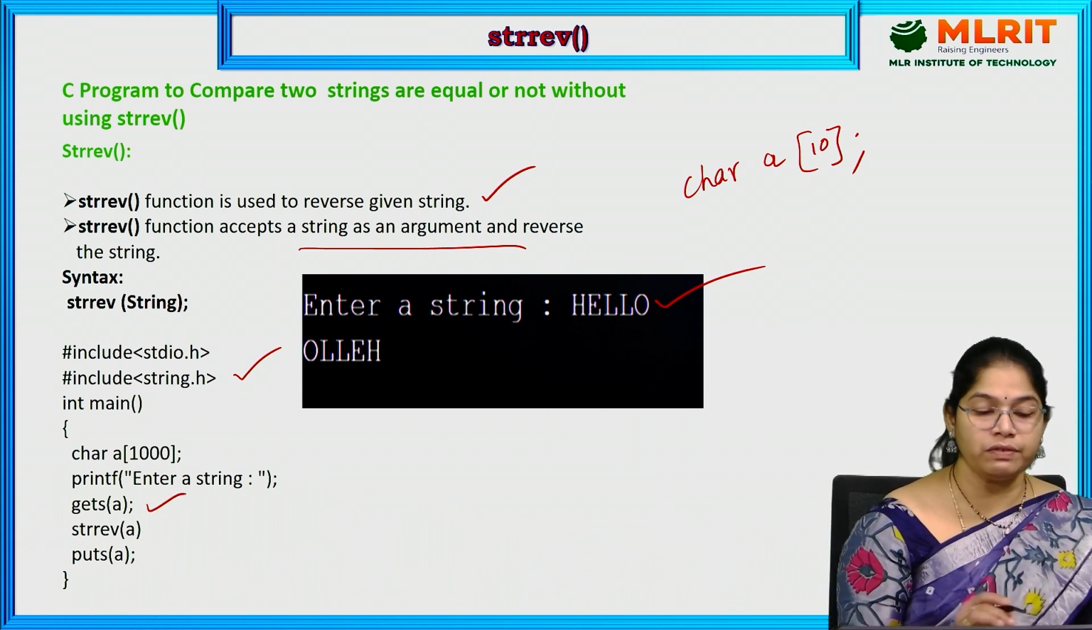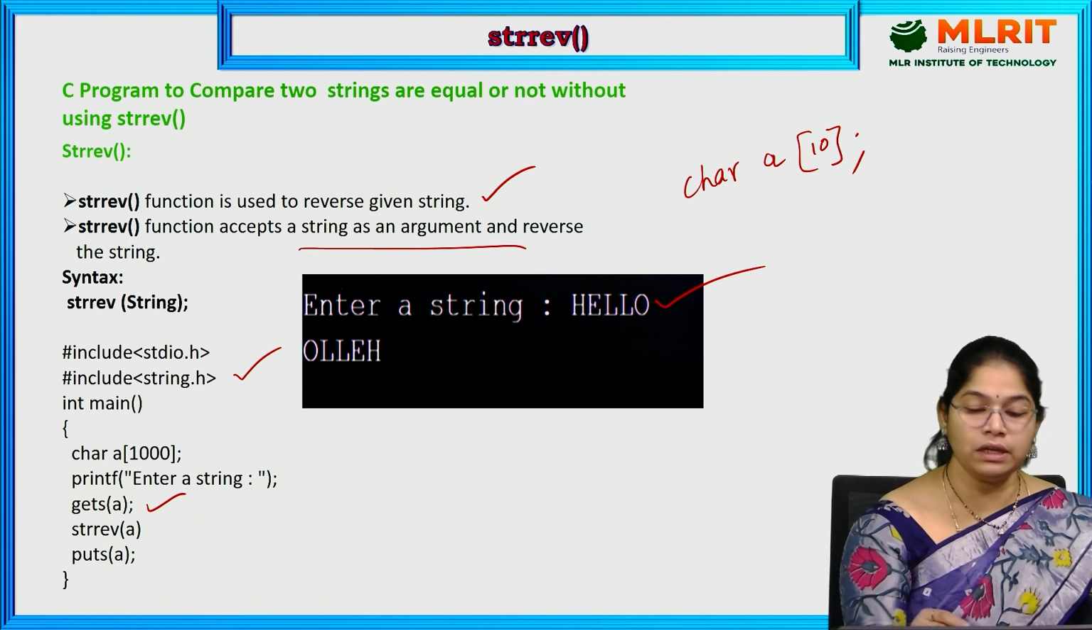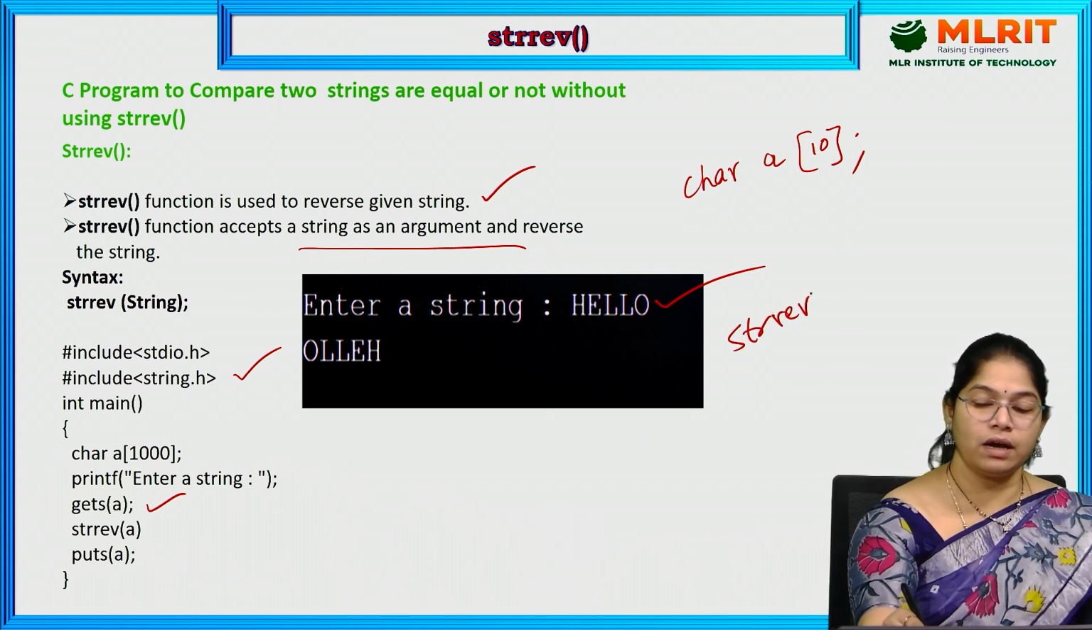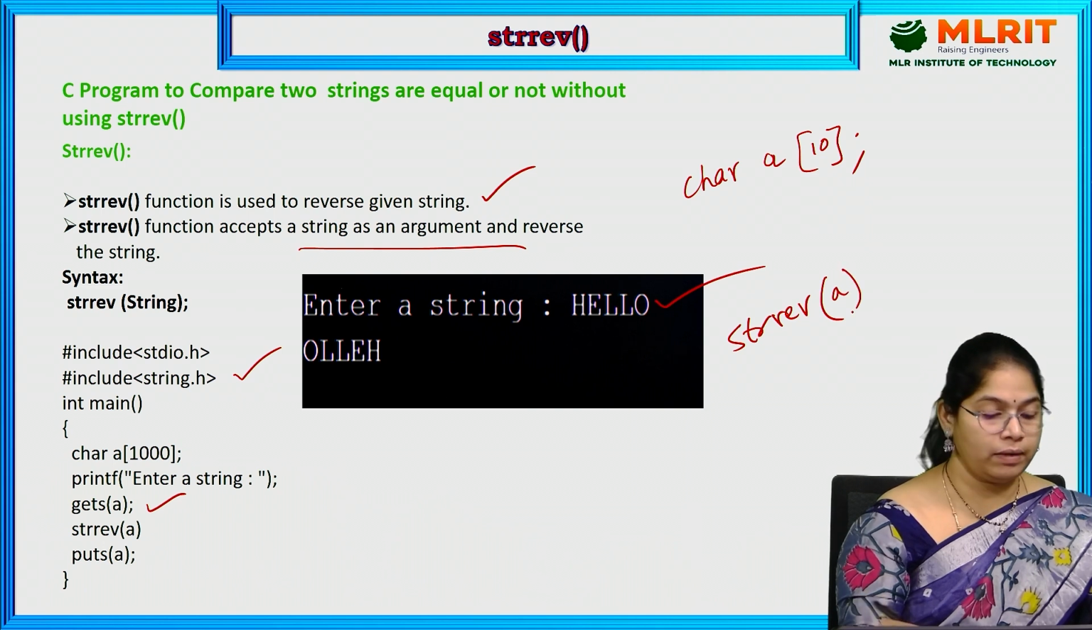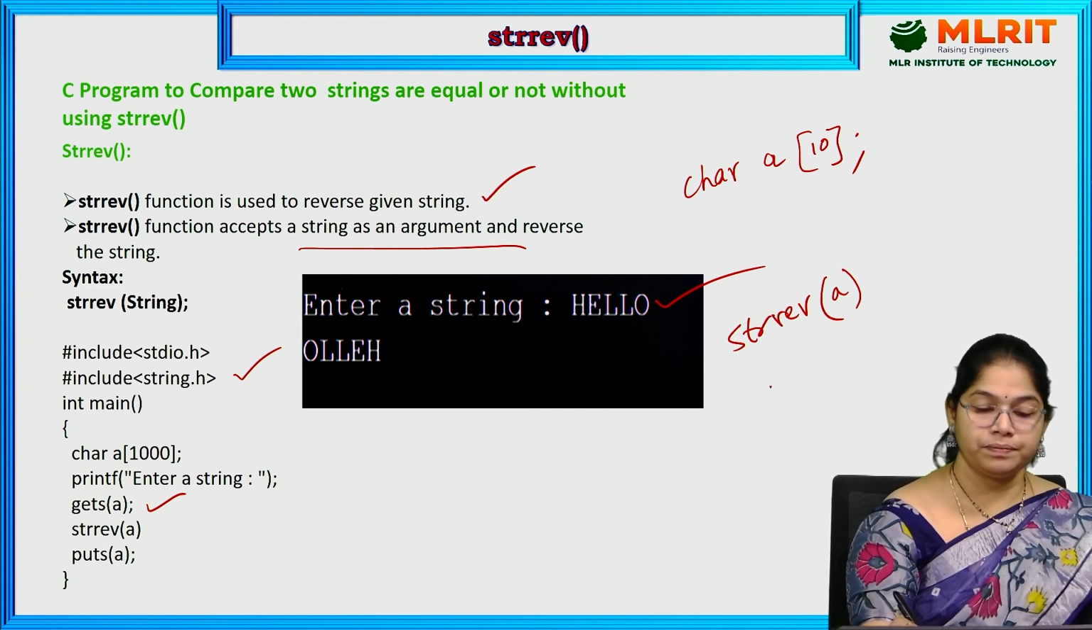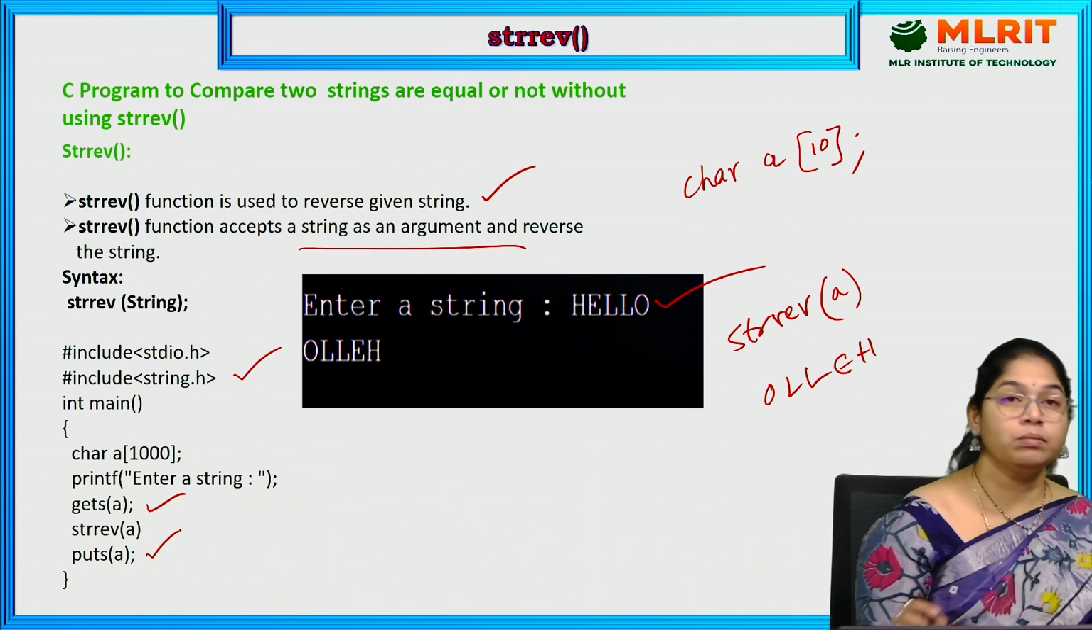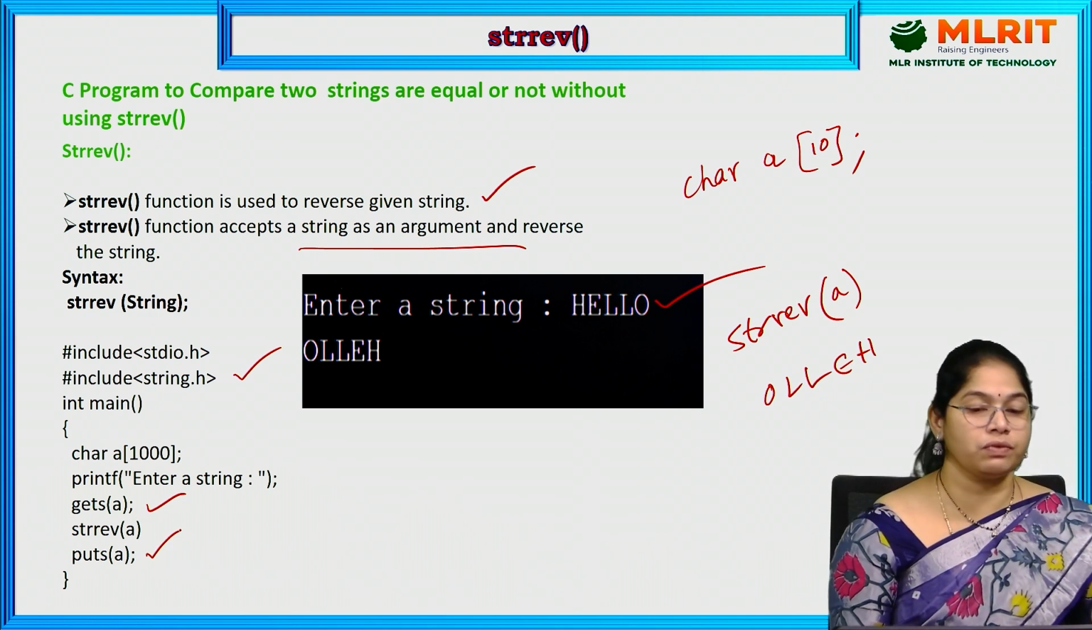If I want to print the reverse of the string, then we have to use strrev of the string name. The string name here is A. So it will print the reverse. Using the puts function, I am printing the reverse of the string.